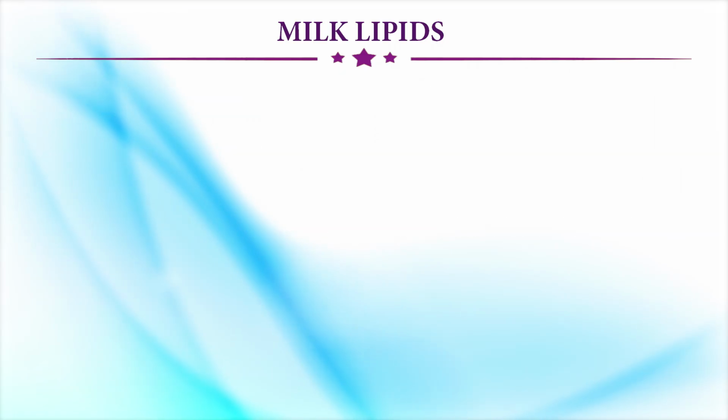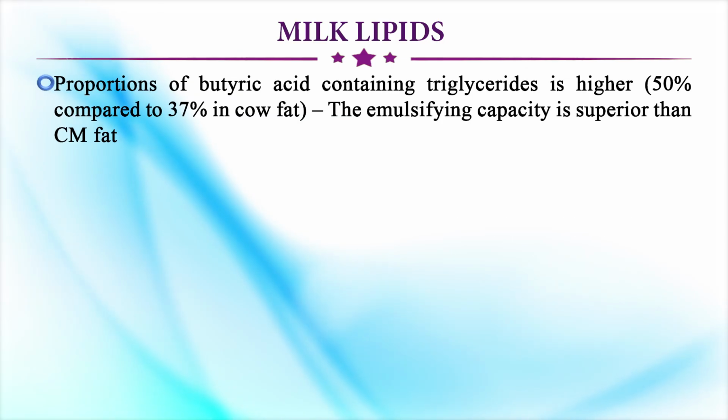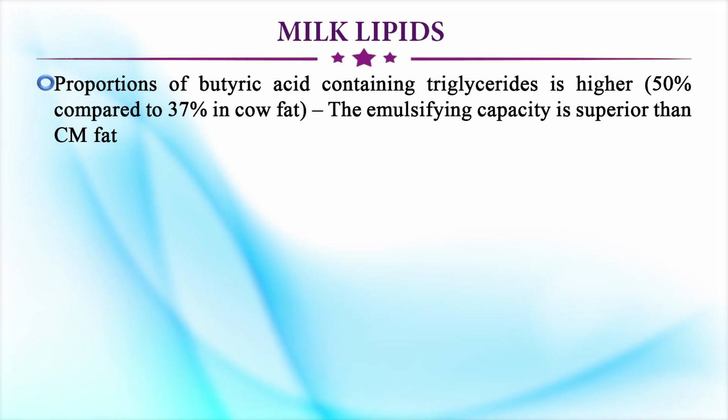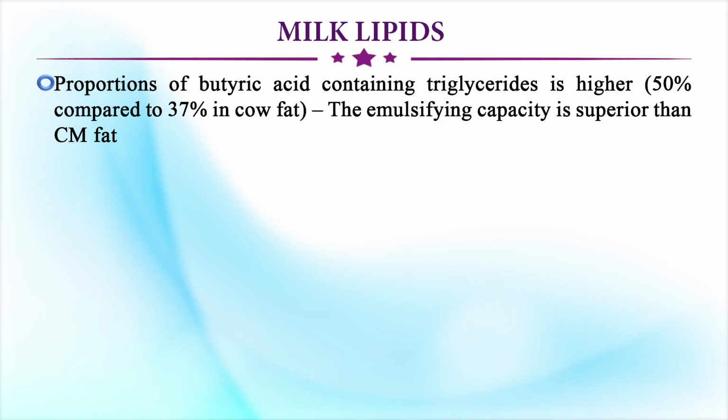Particularly, acetylfluoro cholesterol is higher in buffalo as compared to cow milk. So the proportion of butyric acid containing triglycerides are higher in buffalo milk as compared to cow milk. Because of this, the emulsifying capacity is superior to cow milk. So the emulsifying capacity is better in buffalo milk.